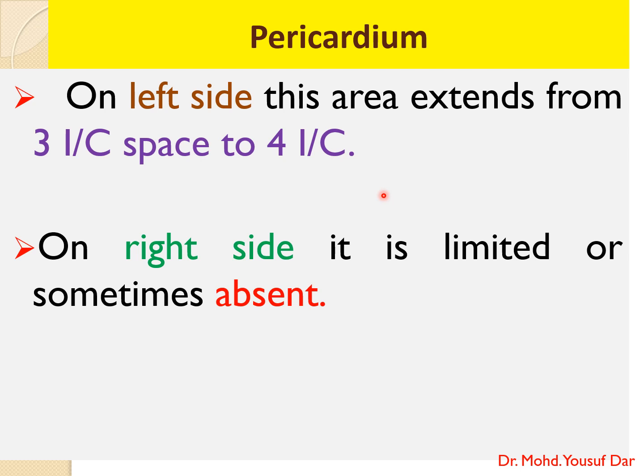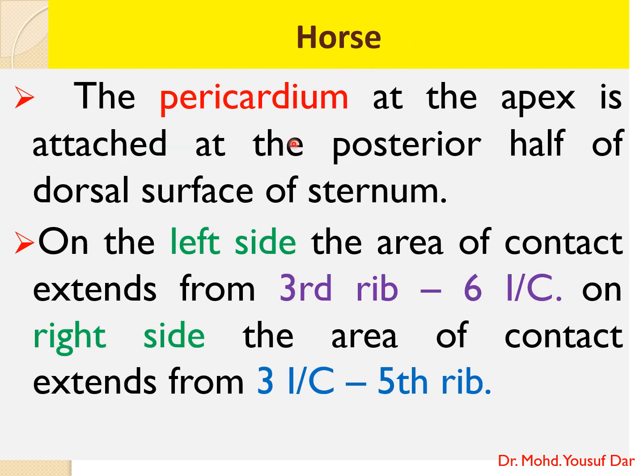Now on the left side, the area of contact extends from the third intercostal space to the fourth, and on the right side it is limited or absent. In the case of the horse, the pericardium at the apex is attached to the posterior half of the dorsal surface of the sternum. On the left side, the area of contact extends from the third rib to the sixth intercostal space, and on the right side, the area of contact extends from the third intercostal space to the fifth rib.